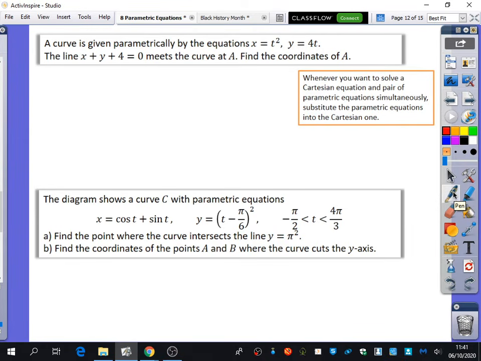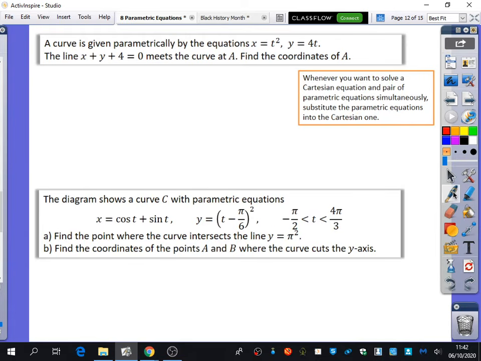So this is now going to be thinking about intersecting with a line. This time we've got a curve which has been given parametrically by the equations x equals t squared and y equals 4t. And then they've got a line, x plus y plus 4 equals 0, which meets the curve at A. Find the coordinates of A. So we've got a curve and a line, and we want to find out where they cross.